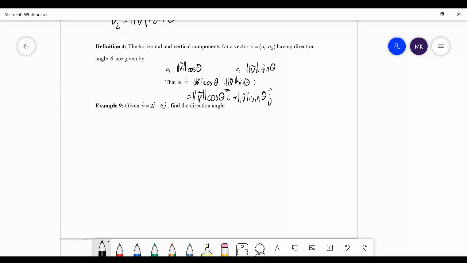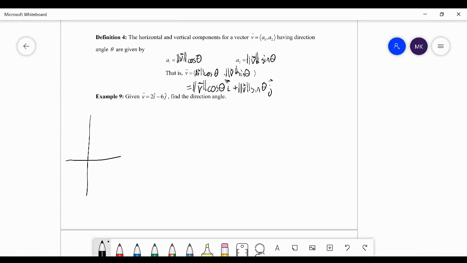The first thing that's really important is to give yourself a picture. Draw out what this looks like. The reason this is really important is because it helps you to identify what quadrant this is in, and it helps you to take these inverse trig functions and correctly apply them to get an angle between 0 and 2 pi. So our x value is 2, our y value is negative 6. So our vector is somewhere around here. So this is our vector v. I need this angle here. So this is my angle theta.